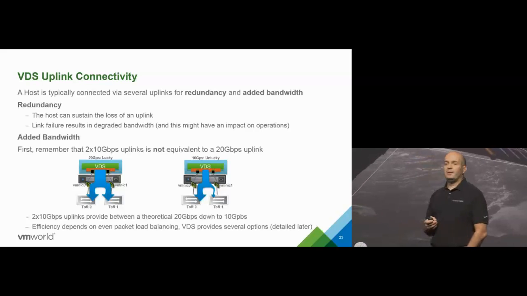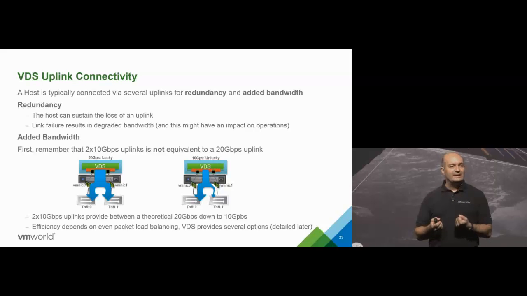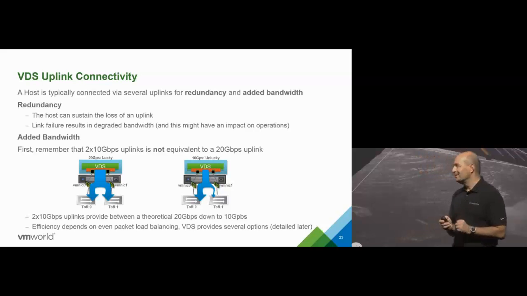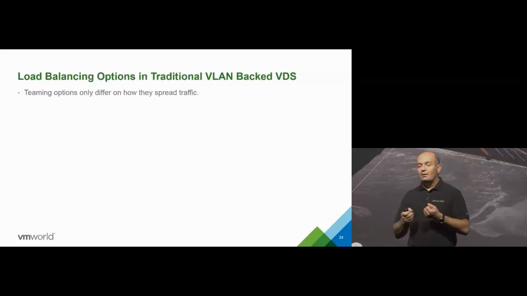And also added bandwidth. And I have to warn you here that it's not because you have 2 times 10 gigs on your uplinks that you really have 20 gigs worth of bandwidth in your network. This is very important. Best case, you have 20 gigs, but worst case, it could be as bad as just 10 gig. So this is an important concept. The only thing that we do when we are sending traffic over 2 uplinks is that we distribute this traffic over these uplinks. And depending on the distribution, you can go from 10 gigs to 20 gigs.